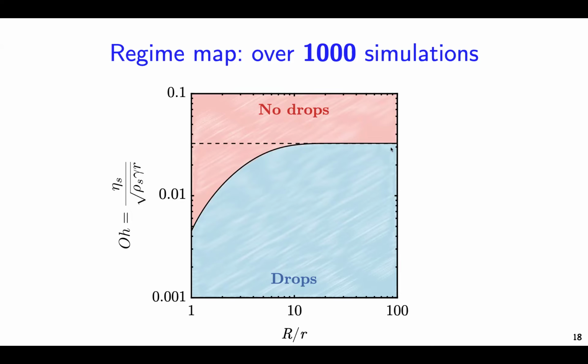In fact, what you can see over here is that in the limit of radius ratio going to infinity, for example, this value greater than 10, we notice that the critical Ohnesorge number goes to a constant value.